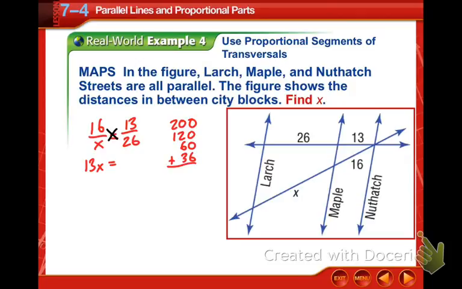So we just need to add these up. 6, we got 11, carry the 1, 416. Now we just need to divide by 13. 13 goes into 41 3 times to get 39. So then there would be 2 left over. 26 is what we have now. 13 goes into 26 2 times evenly, and we don't have any units, so it's just 32.